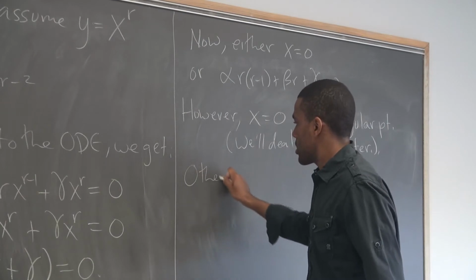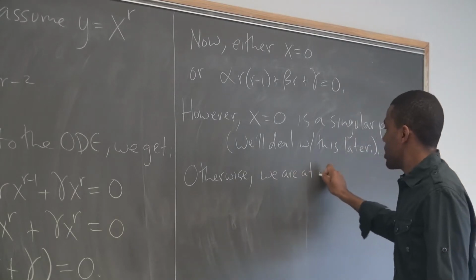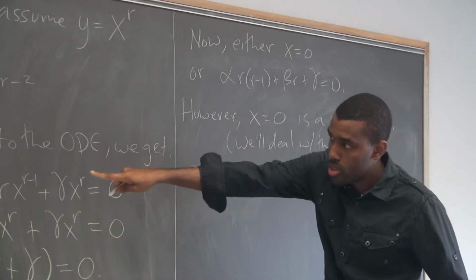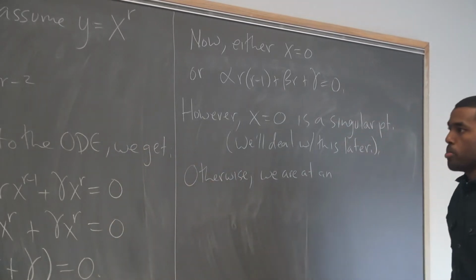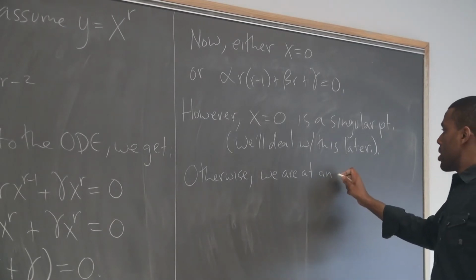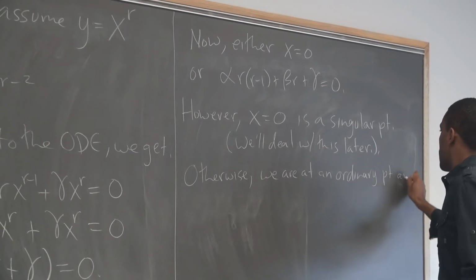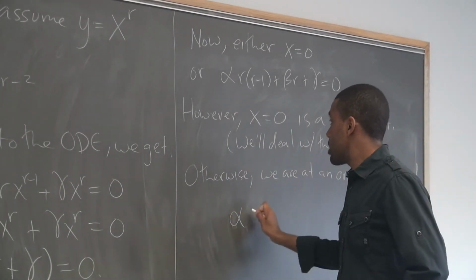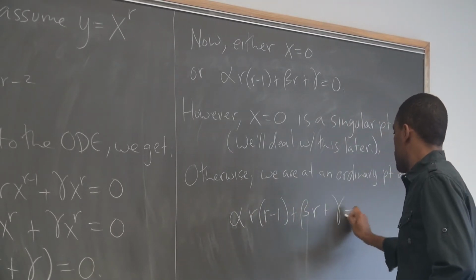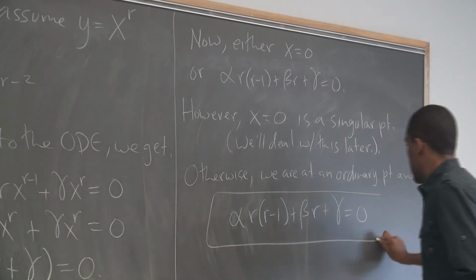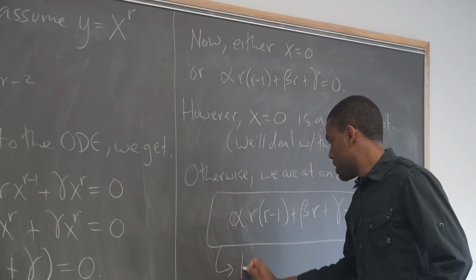Otherwise, x equals 0 is the only singular point of this equation, because if you put that in standard form, you divide through by x squared, and you'd have just a power of x in the denominator. Otherwise, we're at an ordinary point, and we obtain this equation. Very important equation. It's sort of like the characteristic equation for an Euler equation, but it's called an indicial equation.